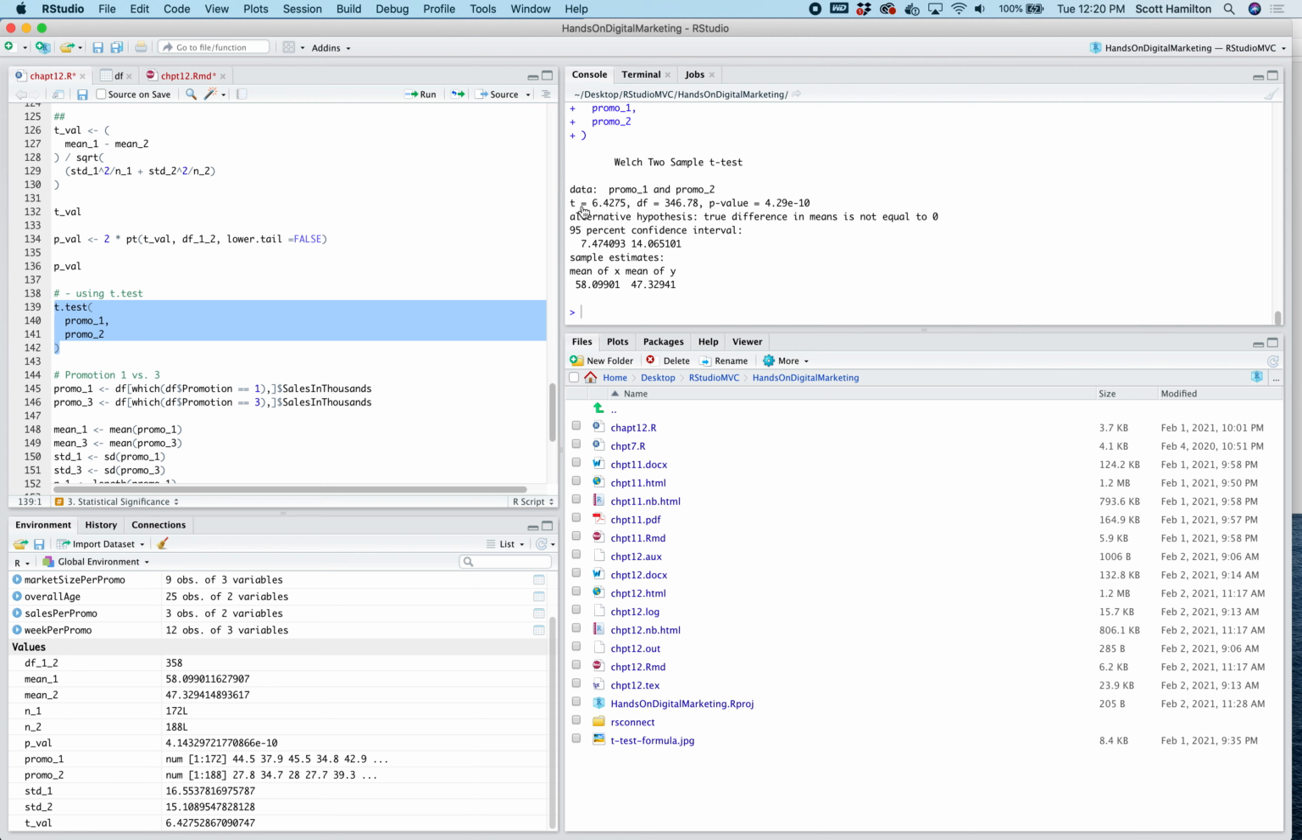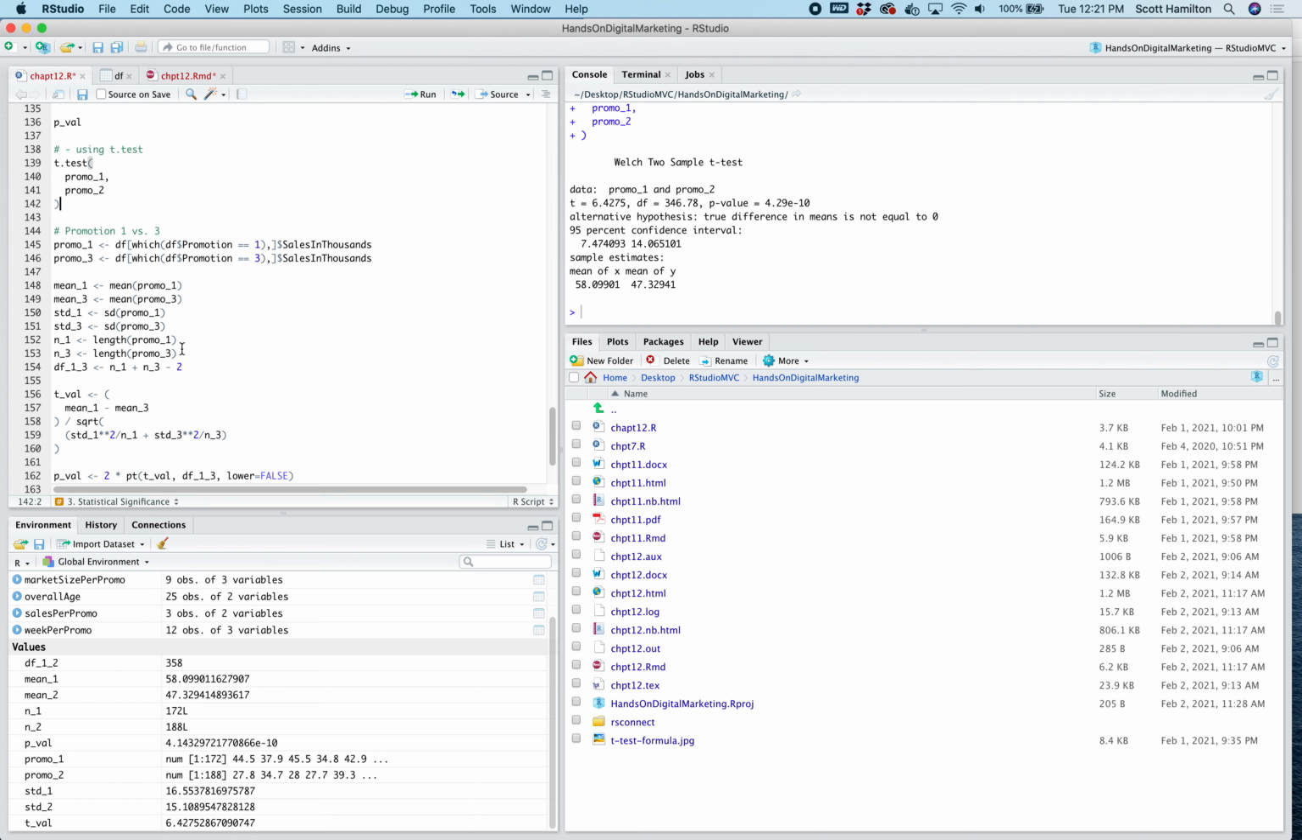So right here, we've got the same t-value, and then we've got a slightly different p-value, and that's just because there was a different denominator for that equation that I showed you that we don't really need to get into here. We can see in this printout that the p-value is statistically significant, and we can see that those means are different. We put in promo 1 first, so that mean is higher. So we can interpret this as campaign 1 has a higher average sale than campaign 2.